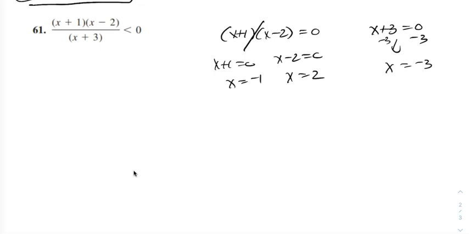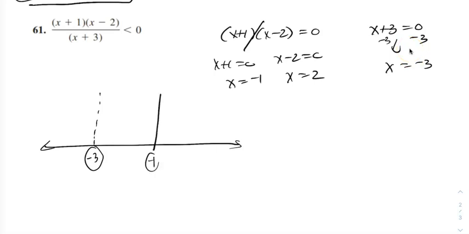This is a nice long graph. Go in order. So -3. Again, I'm doing it dotted just because it came from the denominator, which is like a vertical asymptote. Not a big deal. -1 is next. That came from the top, so solid line, and then 2. Like that.